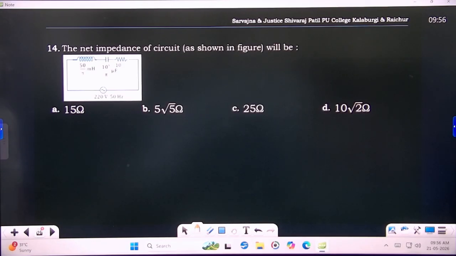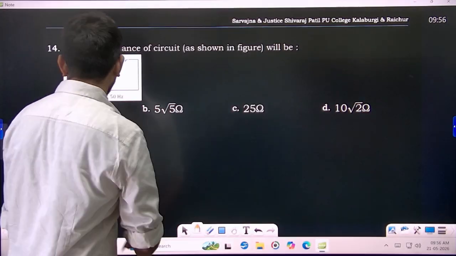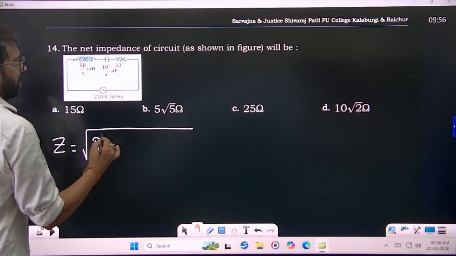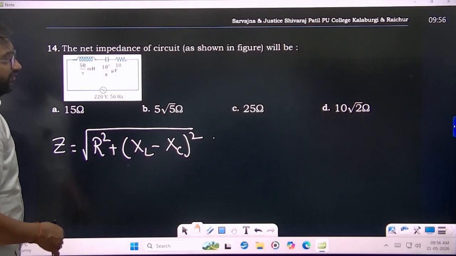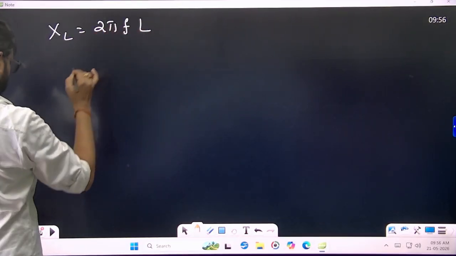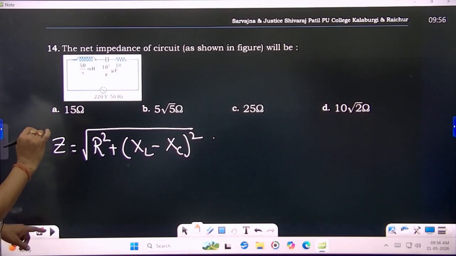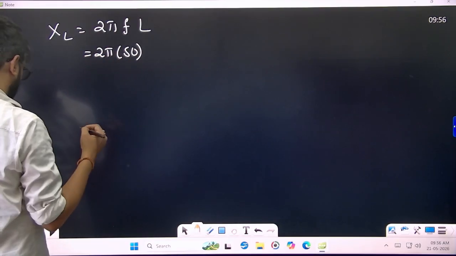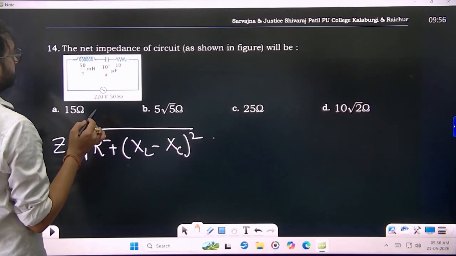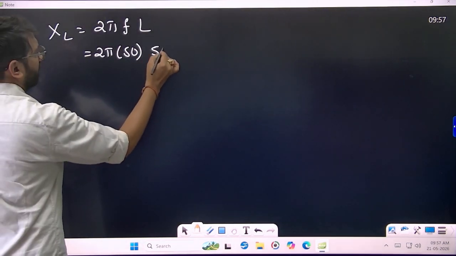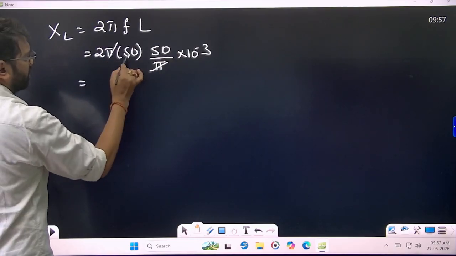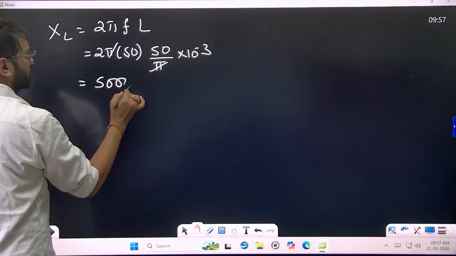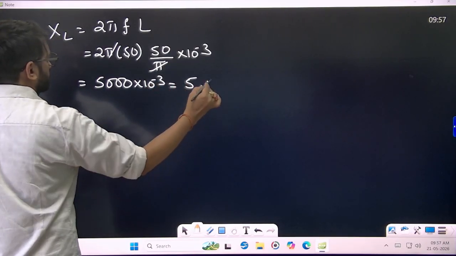Next, 14. The net impedance of the circuit. First, what is the formula for net impedance? Impedance is equal to under root R square plus XL minus XC whole square. So let us find out XL and XC separately. XL is equal to omega L, 2 pi f into L. So this is 2 pi. F is given in the diagram as 50 hertz, you can check, into L. L is 50 by pi millihenry. Milli is 10 to the power of minus 3. So pi and pi get cancelled. This is 2500. 2500 into 2 is 5000 into 10 to the power of minus 3, which is equal to 5 ohms. This is XL.